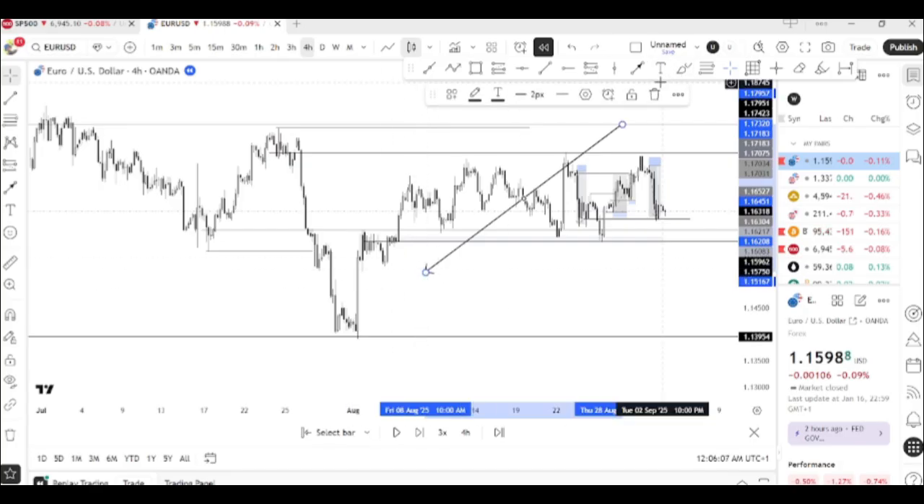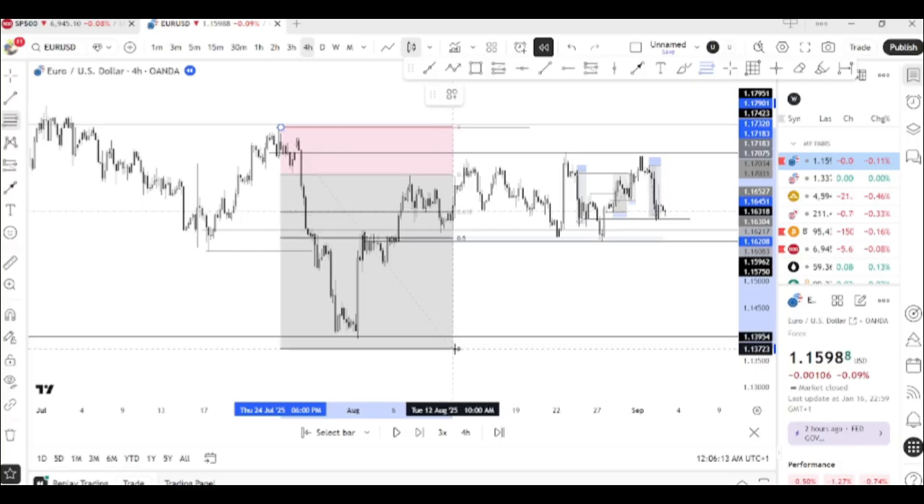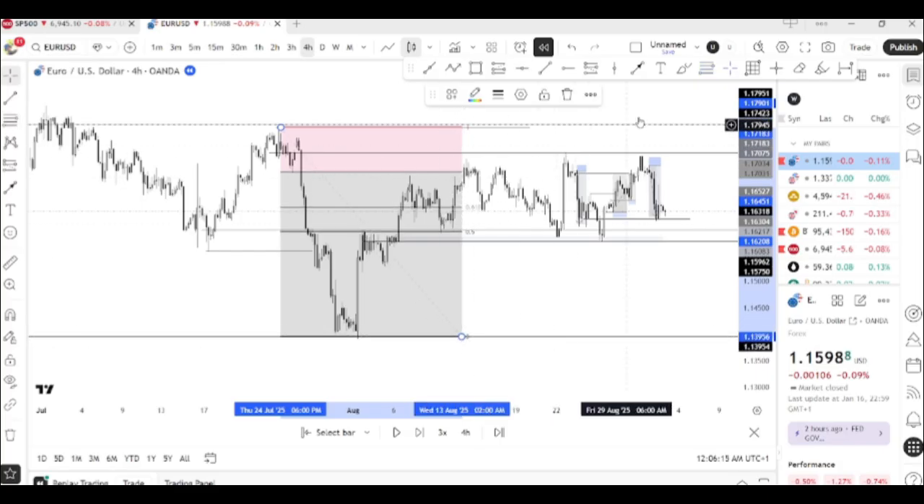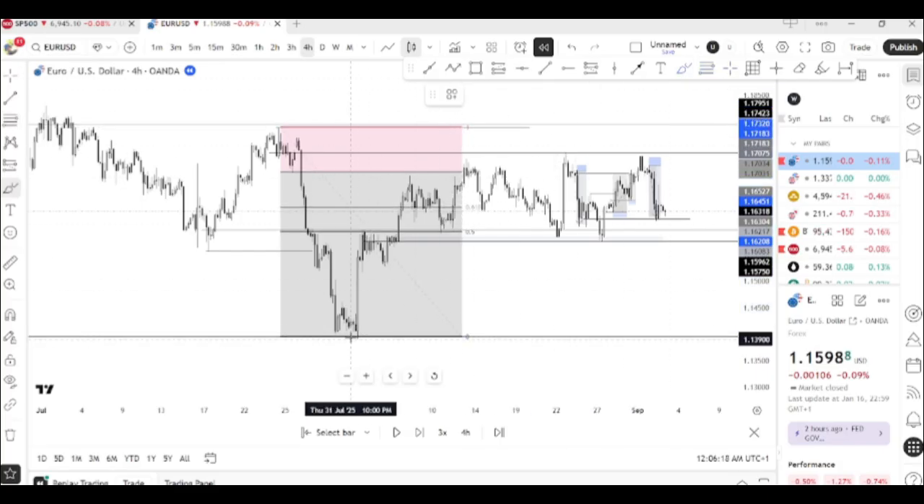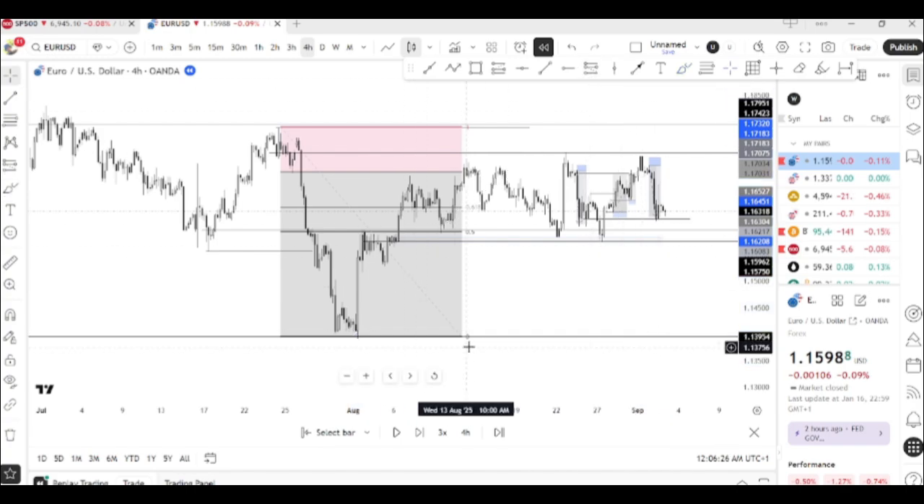Now let's see. Our 4 hour range is between here to here since 4 hour is bearish. So we're expecting the market to give us a retracement and another break. But mind you, our daily time frame is bullish.